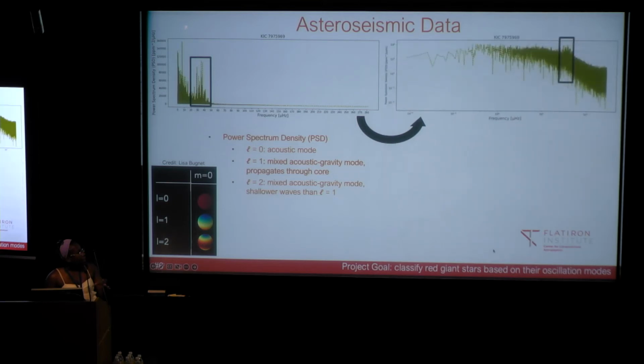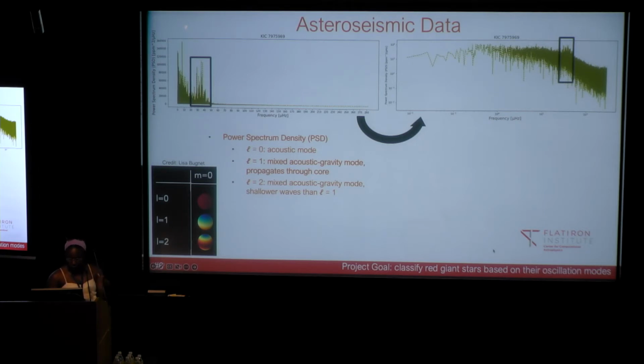And when we do that, we're more clearly able to see the active region where the star is oscillating by the bump that is highlighted there. And so highlighted here, we have the region where the star is oscillating. And so now we can see a more well-defined active region.